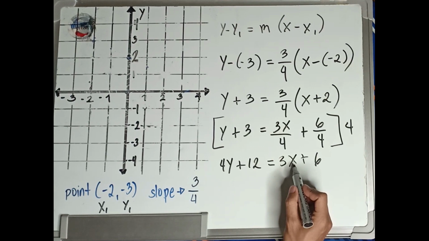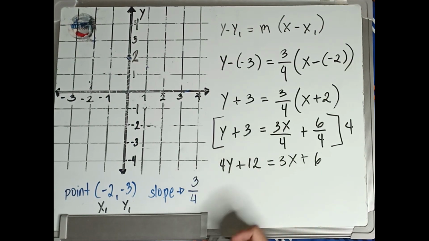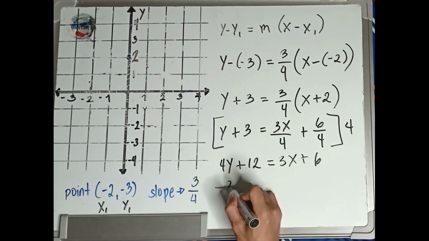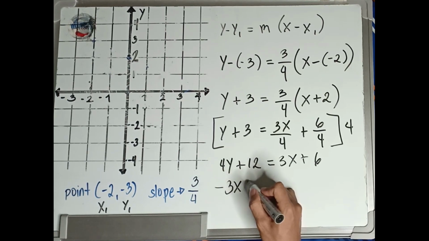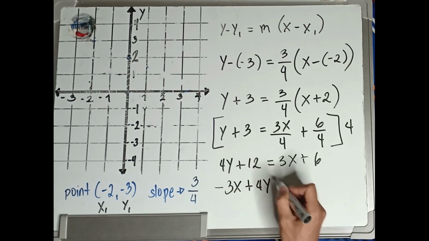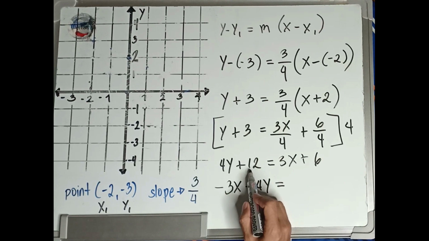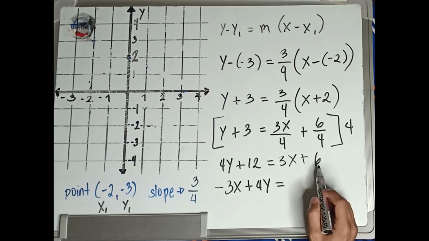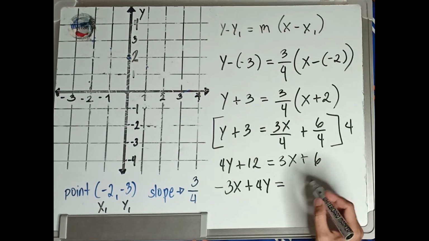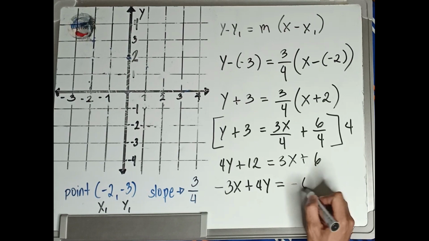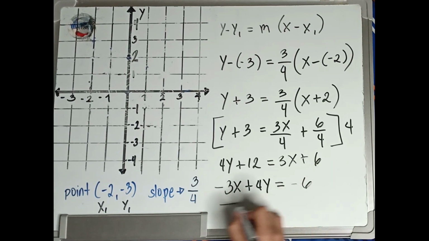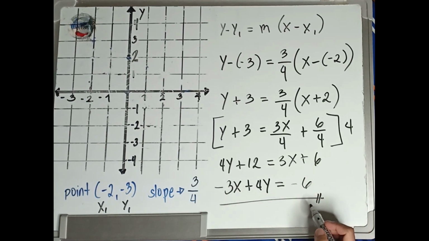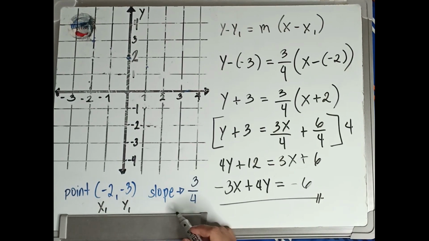To transpose 3x on this side. So, it will become negative 3x. Copy positive 4y. Copy equal sign. And then this 12 will transfer to the other side. So, it will become negative 12. And negative 12, when you combine it to 6, you will have the answer of negative 6. So, this will be the equation of the line given a point and a slope.